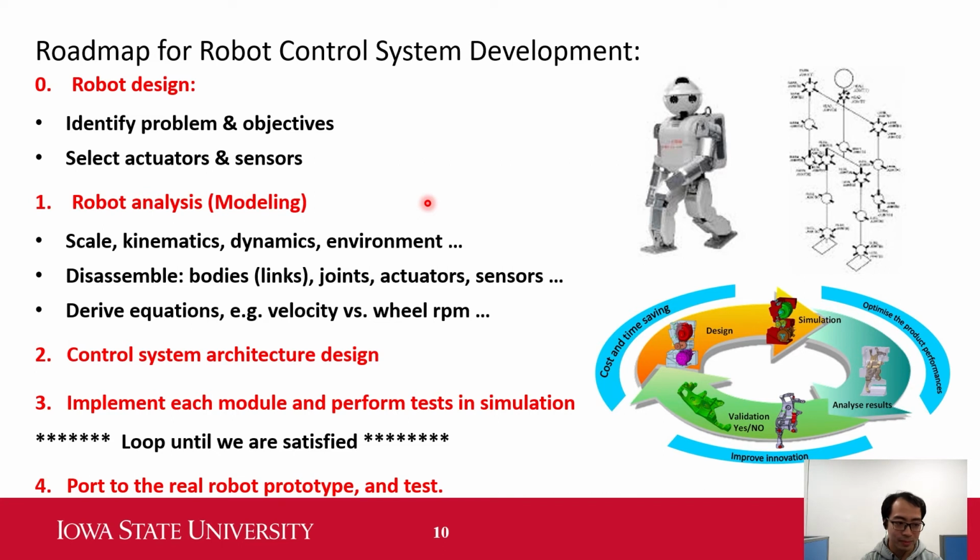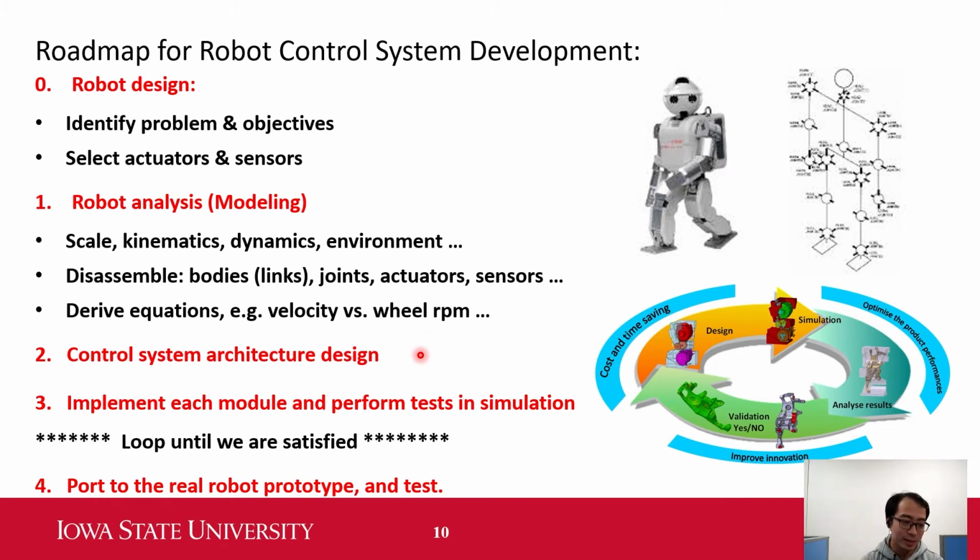Then we model this robot and analyze what's the scale of the system, what's the kinematics and dynamics of the system, what kind of environment we're in, and then separate the robot into a series of bodies and joints, like actuators, sensors. Then derive a series of equations for motion control, like what's the velocity versus the wheel RPM.